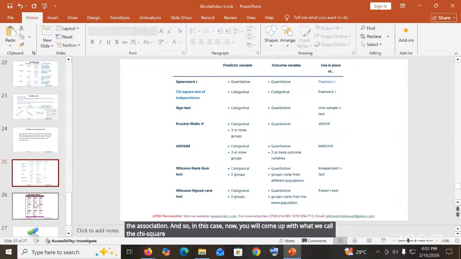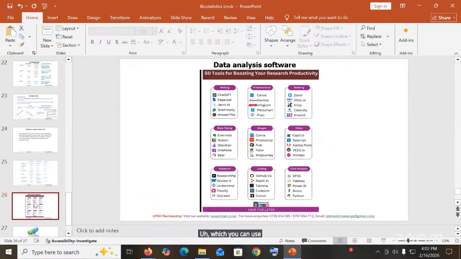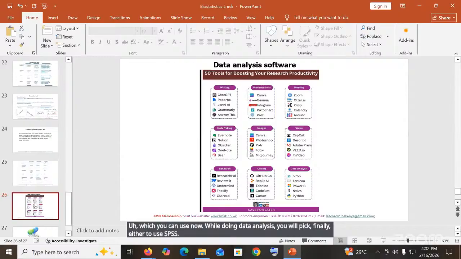And there are many others like Kruskal-Wallis, which will not be handled here, but chi-square is the commonest one. Kruskal-Wallis is also common. Also, Wilcoxon rank is another one which you can use.